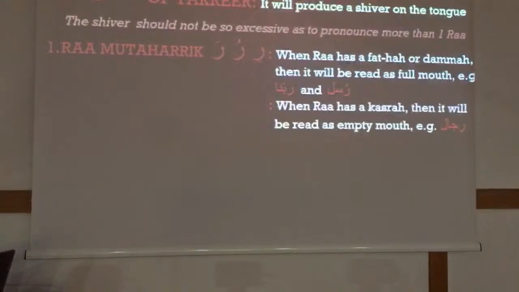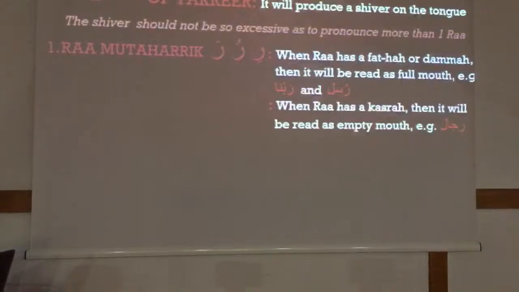Haraka is basically zabar zair pesh, or you can call it fatha dhamma kasra. It's always good to know both. A letter with a fatha, dhamma, or kasra will be known as mutaharrik. Here you can see it on your sheets and nice and clearly on the board. Ra mutaharrik refers to these three situations: ra with a fatha, ra with a kasra, and ra with a dhamma.